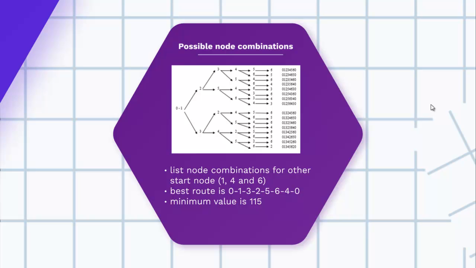This is the possible node combinations for start node 0, and we need to list node combinations for other start nodes 1, 4, and 6. In this case, we find the best route is 0, 1, 3, 2, 5, 6, 4, and back to 0, with the minimum value of 115.